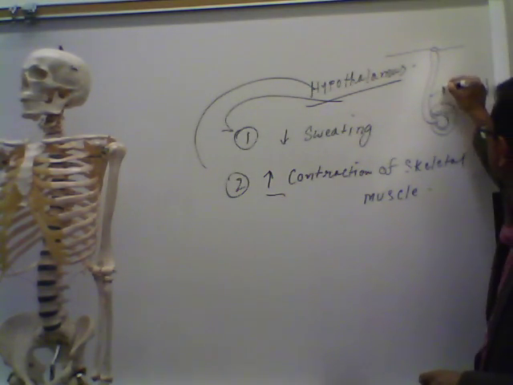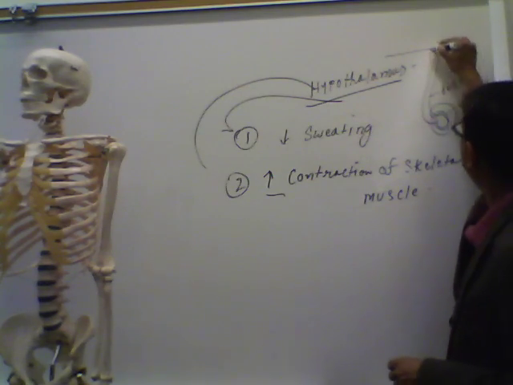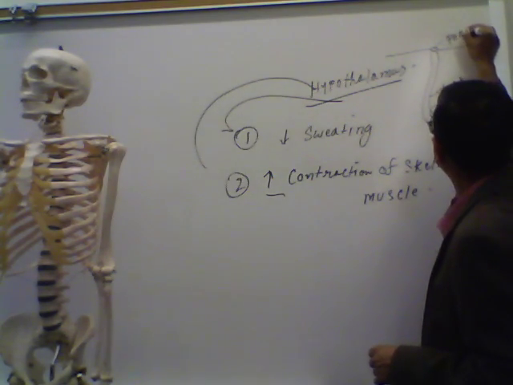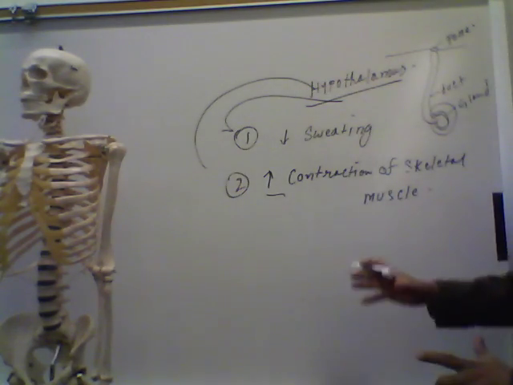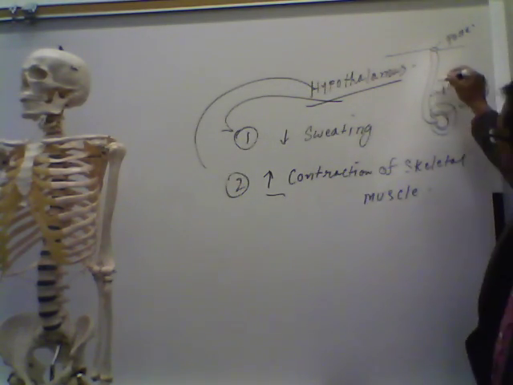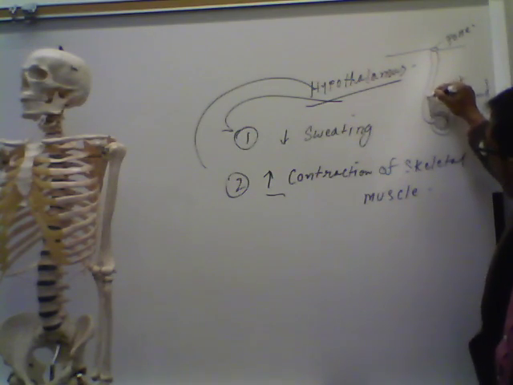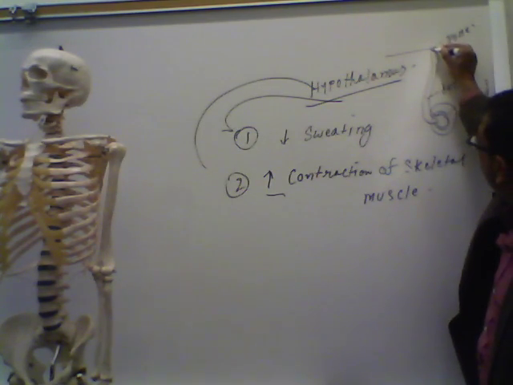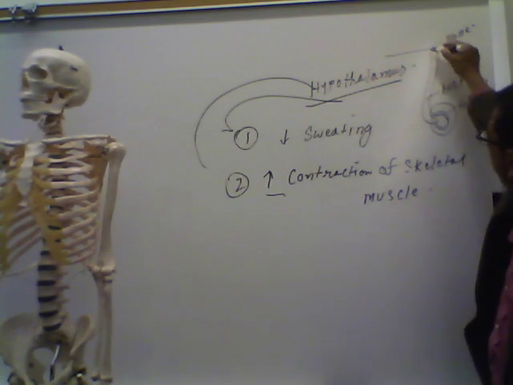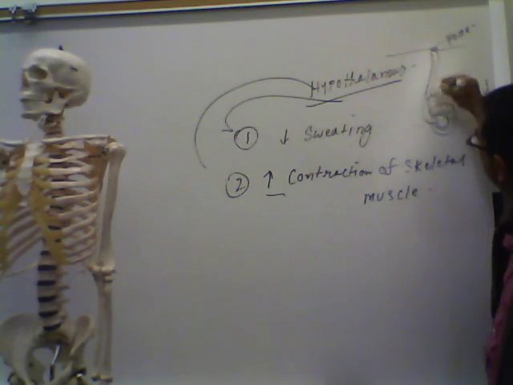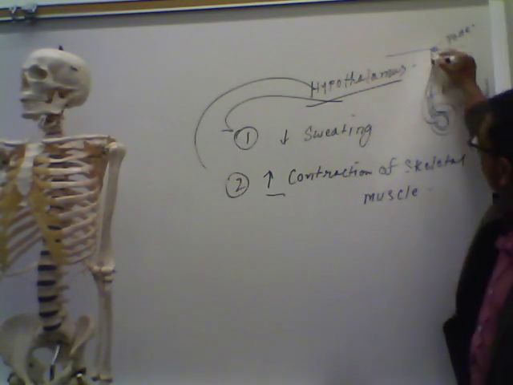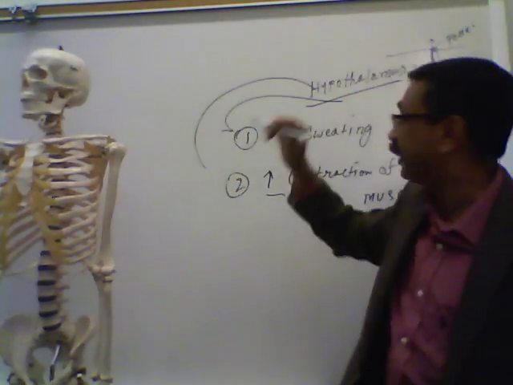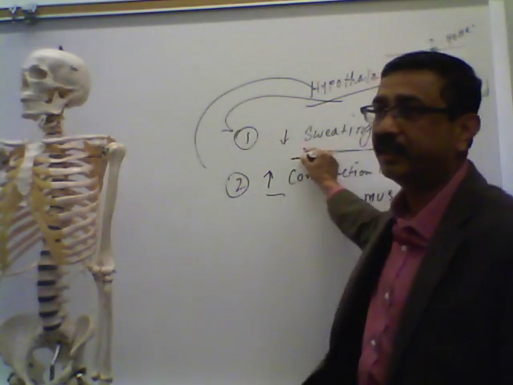This is the duct and this is the pore. So what happens when the body temperature falls in cold weather? Constriction of the duct and the pore occurs. So the pore gets almost closed because of constriction. The duct gets very narrow because of the constriction. So the sweat cannot get out, so no sweating will occur or sweating decreases.